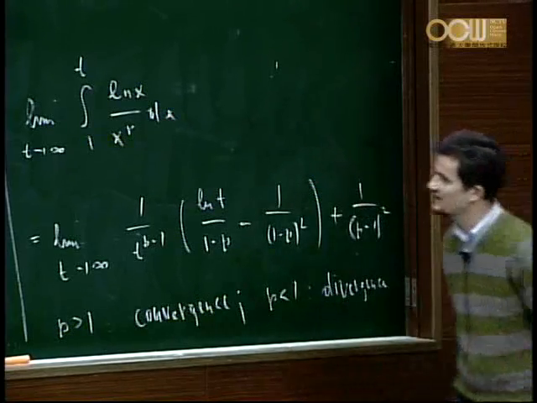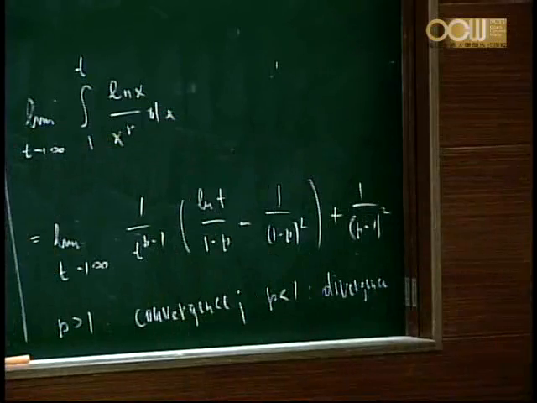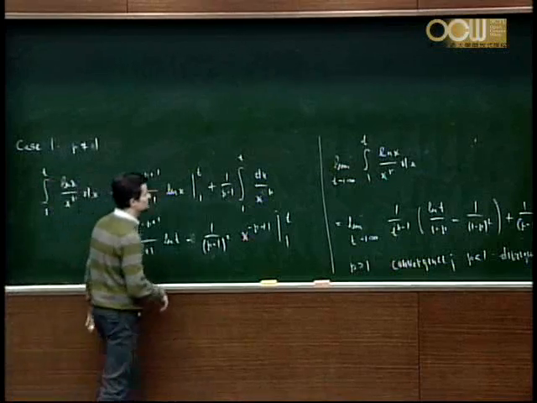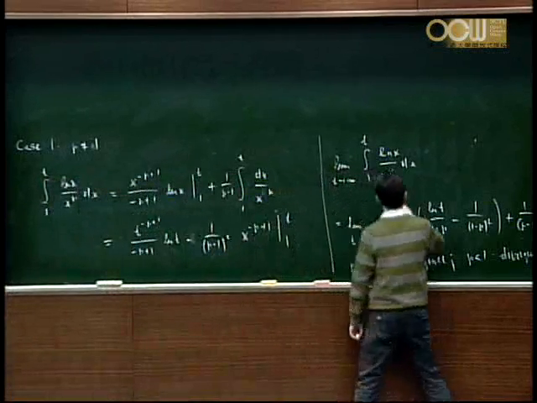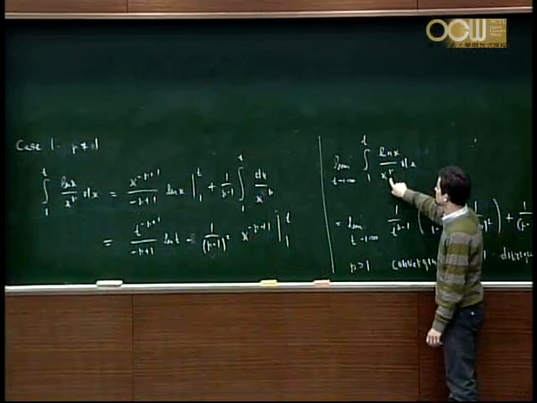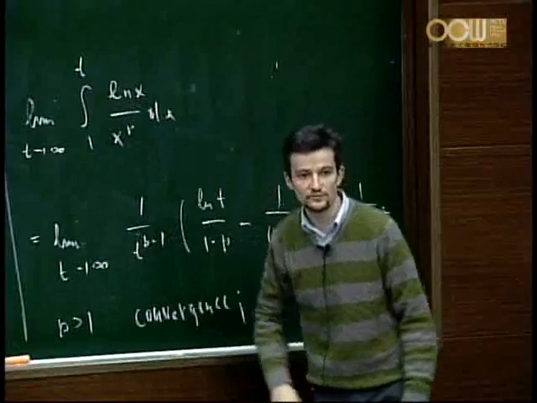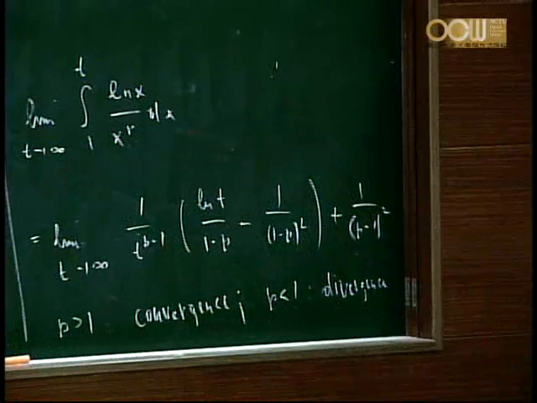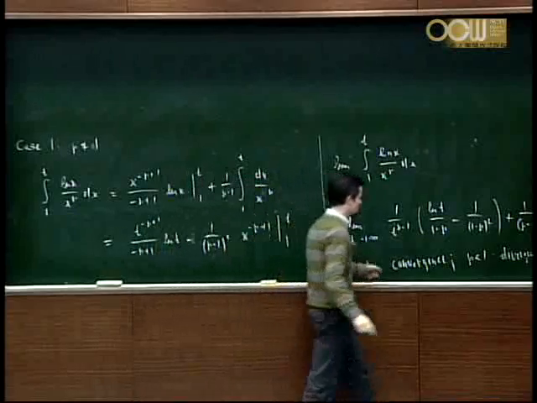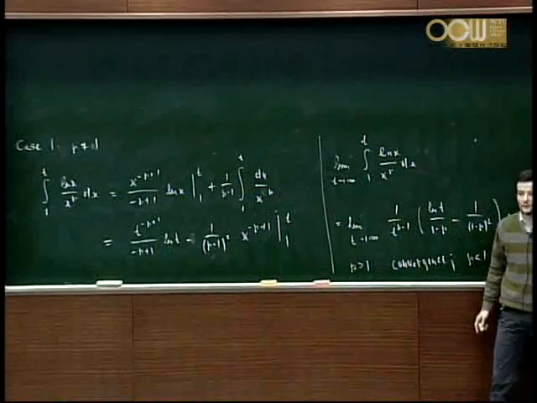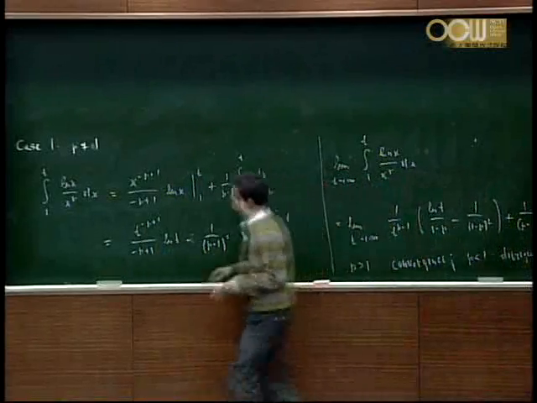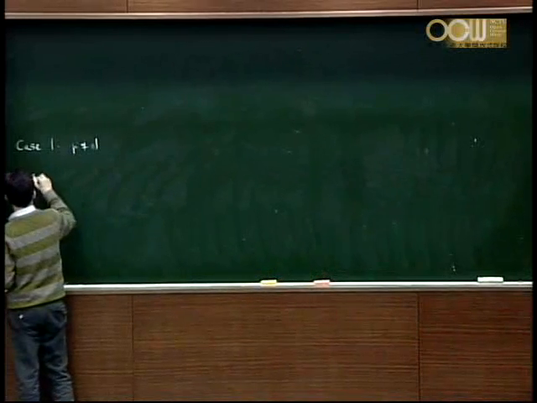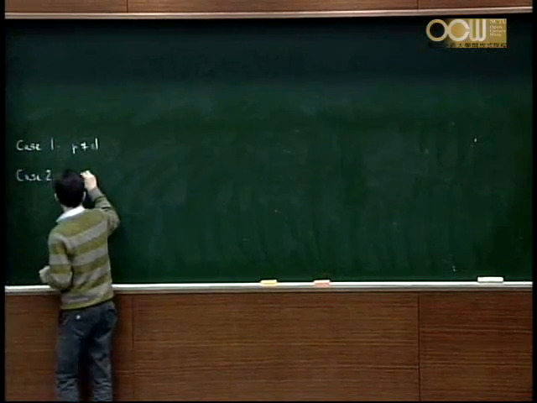There's only one case left: p is equal to 1. But p equal to 1 is a simpler situation, because in this case you have ln x over x, and 1 over x happens to be the inner derivative of ln of x, so you just use substitution. For the other cases we already noticed that if p is larger than 1, we have convergence, and if p is smaller than 1, we have divergence. So one case is left: p is equal to 1.